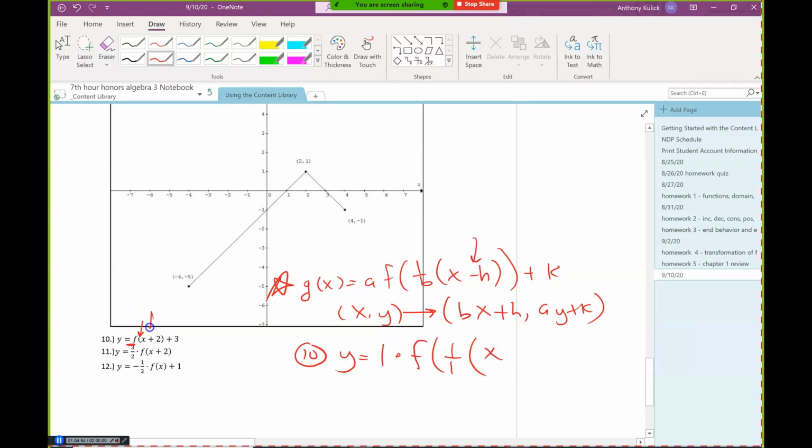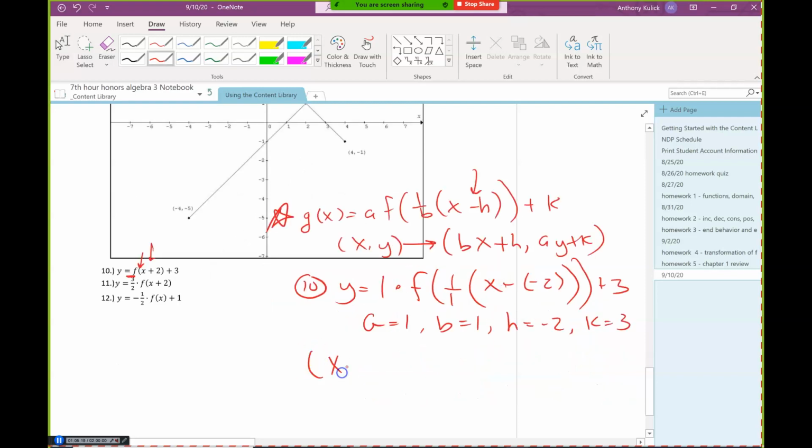Next, I have a minus sign here, but a plus sign here. How do I write an addition problem as a subtraction problem? I do minus a negative, right? So this will be minus negative 2. And then I have the plus 3 at the end. So I see that A is 1, B is 1, H is -2, and K is 3. So my transformation map then will be x minus 2, y plus 3. I didn't bother to write the 1 in for A and B, because 1 times anything is just itself. Okay there?